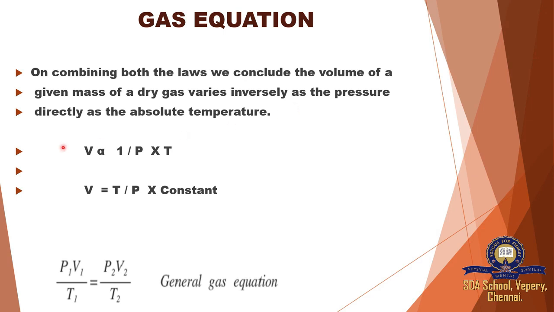So the equation becomes V proportional to 1 by P into T. While cancelling this proportion, we are going to add one constant. So V is equal to T by P into constant. After that, when we do the cross multiplication, PV by T is equal to constant. So the equation becomes P1 V1 by T1 is equal to P2 V2 by T2. It's the general gas equation. Here, in all the equations we are comparing two different gases. That's why we are taking two pressures, volumes and two different temperatures.